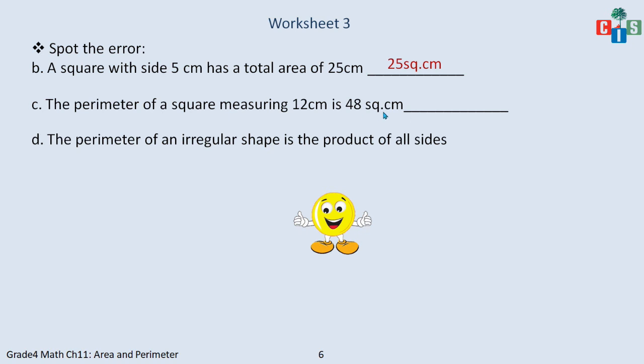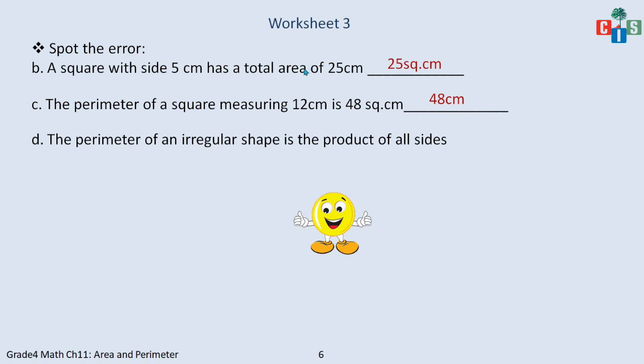Now the first thing which comes to my mind is, if it is perimeter, then the unit will be only centimeter, not square centimeter. So that is the first error which comes to my mind. Now let's check out the formula. Perimeter of a square means 4 multiplied by S. So this is 12. So 12 multiplied by 4 will give me 48. So that is fine. So it's only the unit thing. So the final answer will be 48 centimeter as it is a perimeter of a square.